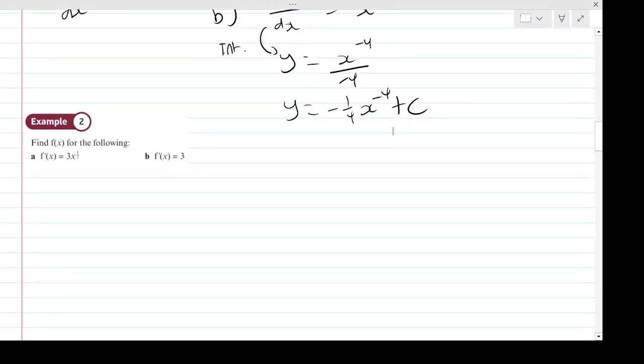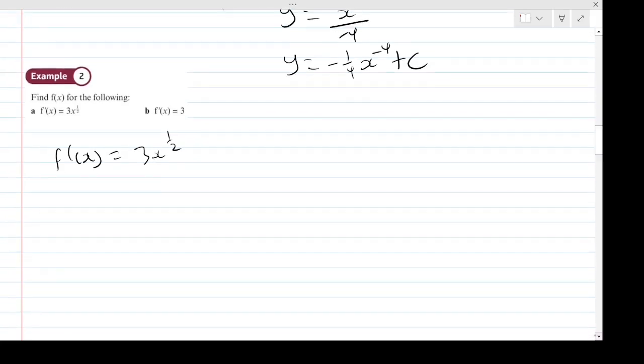Let's have a look at some more questions. So we've got f dash of x, which is the derivative function, is 3x to the half. Again, we want to find f of x, so we're going to need to integrate. We need to do the reverse of differentiation. Firstly, leave the 3 where it is, then x to the half. Remember, we need to add 1 to the power first. So a half add 1 is 3 over 2. Then we divide by the new power, so that'd be divided by 3 over 2.